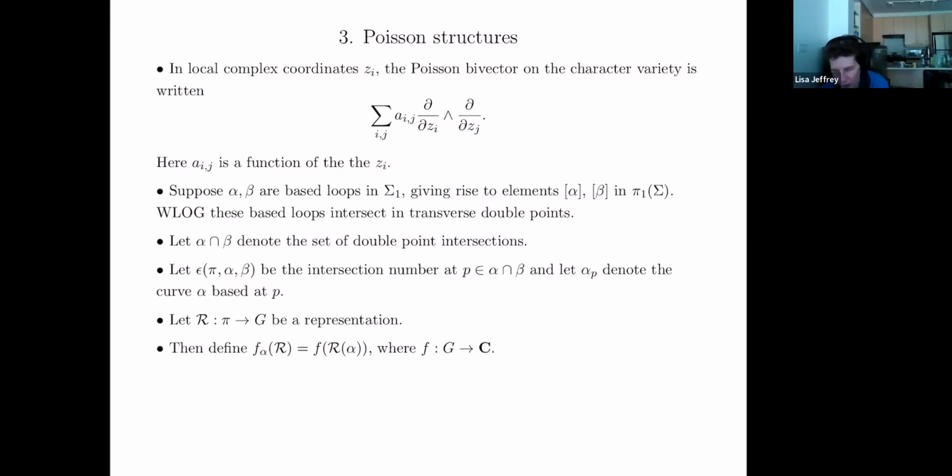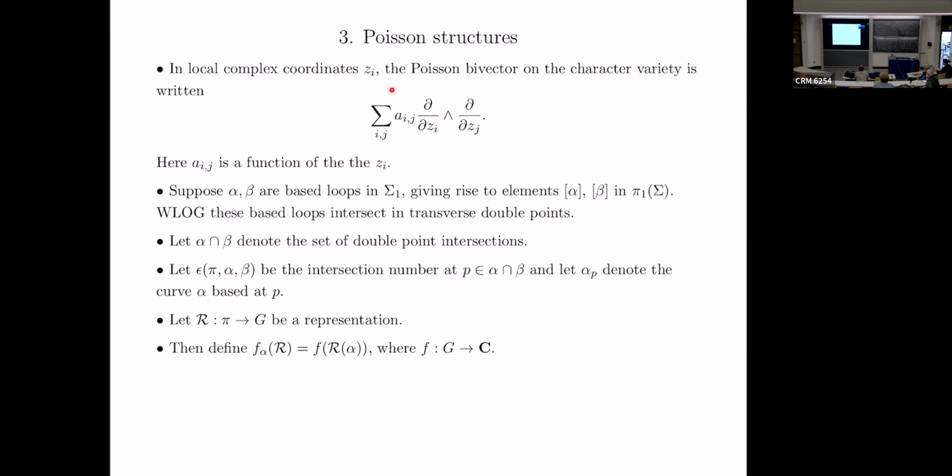The character varieties are complex, so it's possible to write in complex coordinates. The Aij are functions of the Zs. Holomorphic? I don't think the Aij have to be holomorphic. Maybe.